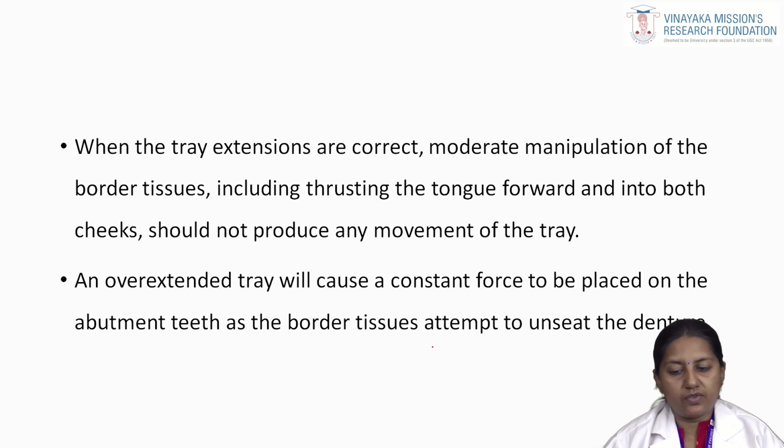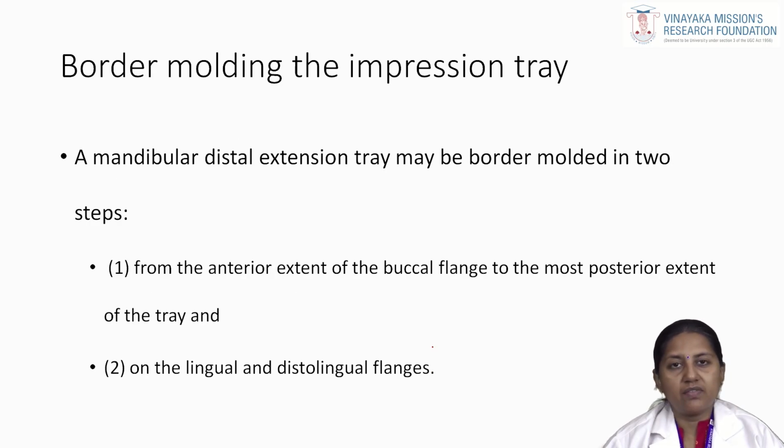An overextended tray will cause a constant force to be placed on the abutment teeth as the border tissues attempt to unseat the denture. So, since we have completed checking the tray extensions, we will move on to the border molding of the impression tray. A mandibular distal extension. By this time you should be familiar with what a distal extension is. Distal extension means Kennedy's class 1, which is a bilateral, or Kennedy's class 2, which is a unilateral edentulous area posterior to the remaining natural teeth.